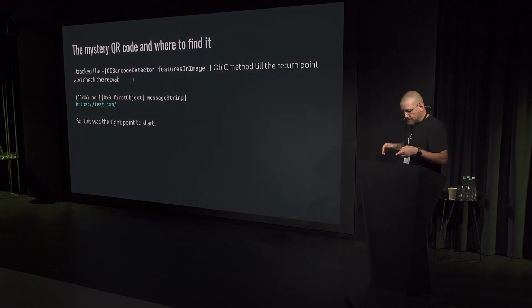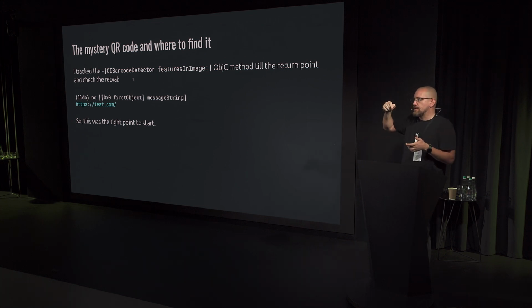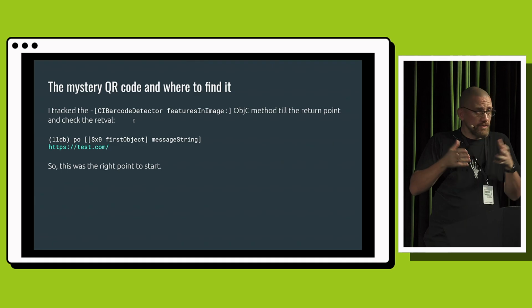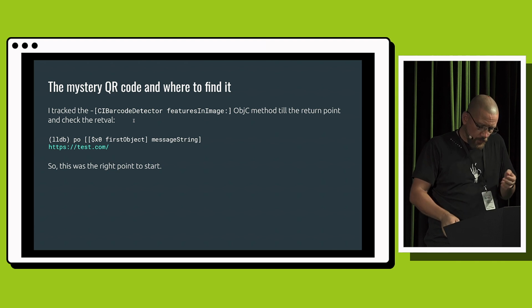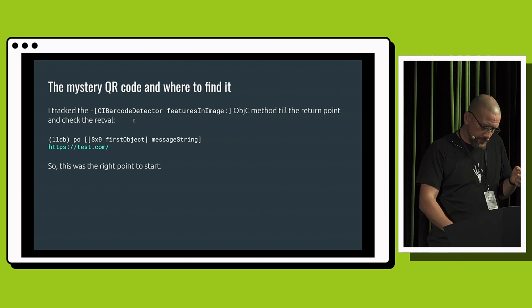finally got the exit point from the method, and I saw that HTTP test.com. I saw our URL. What does it mean? This means we found the entry point where that data, that URL from QR code, comes to the code. And the code does something with the URL. We don't know what exactly. We want to figure it out. And maybe we can find that magic, actually, QR code.